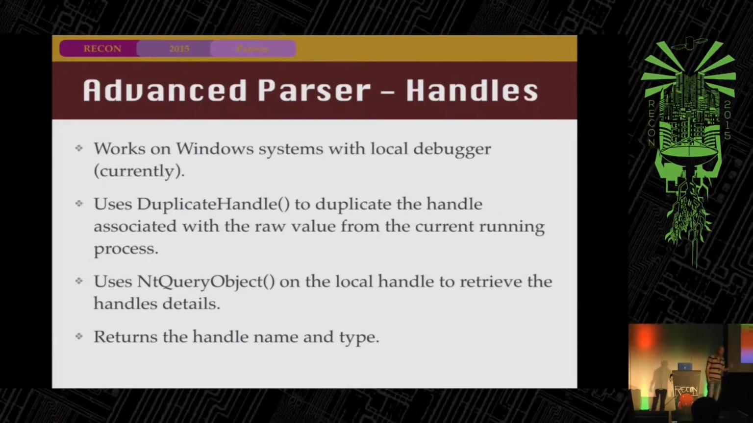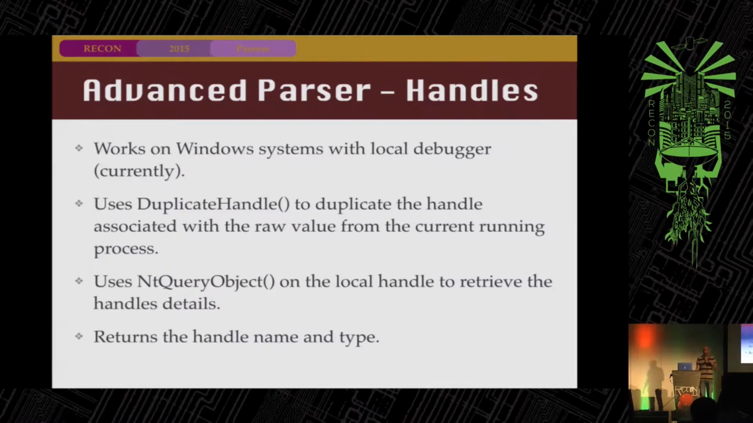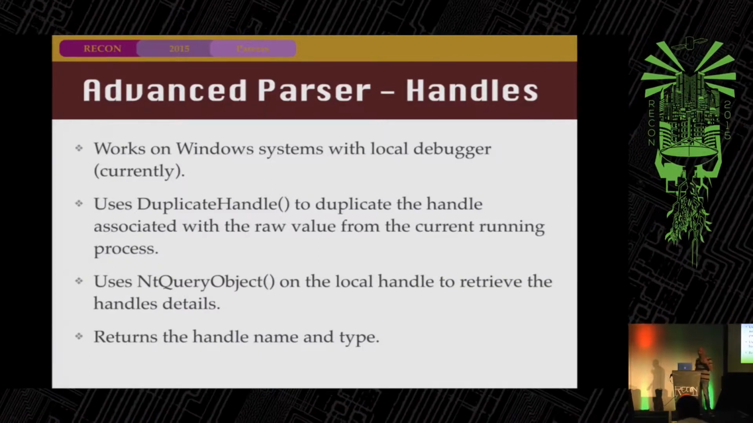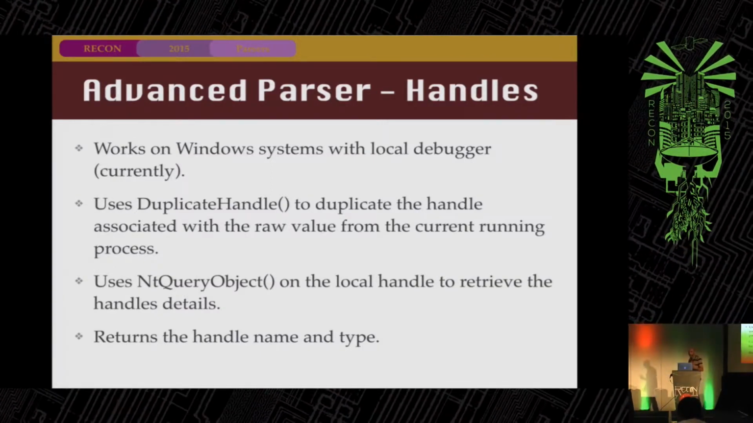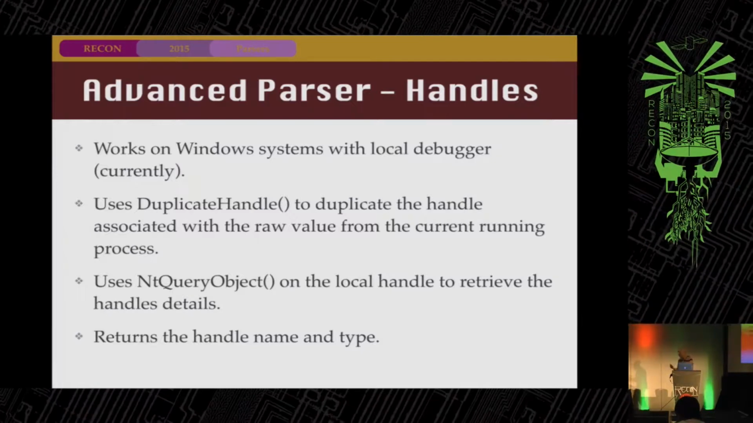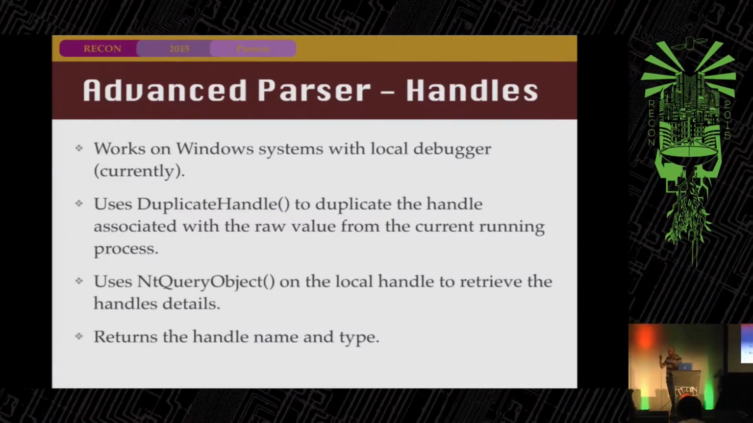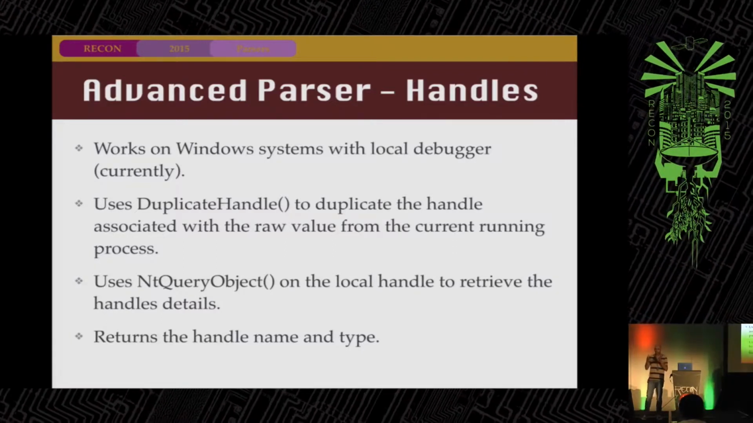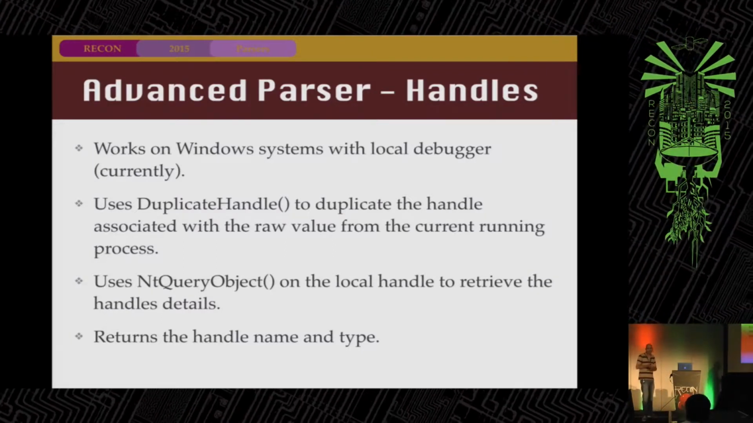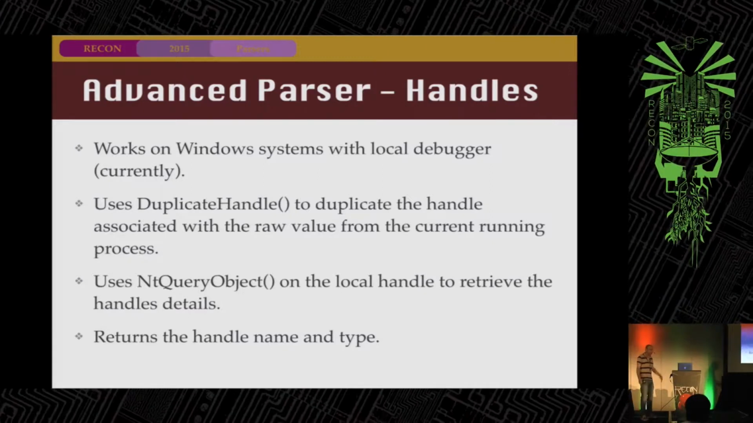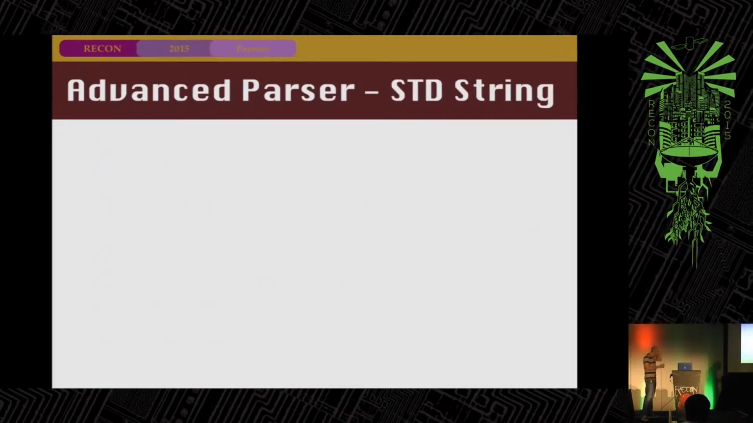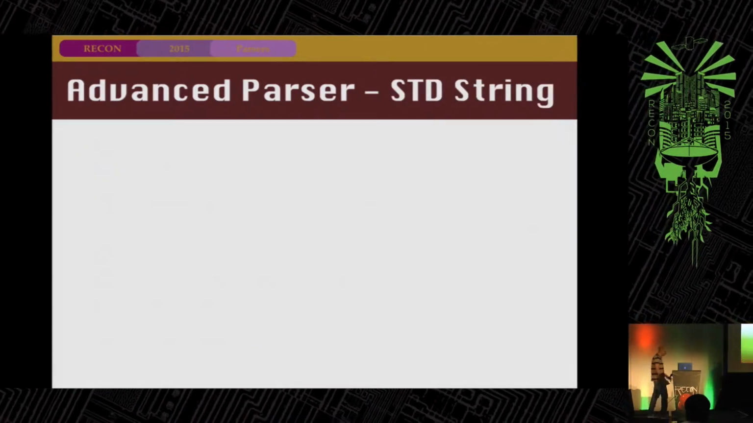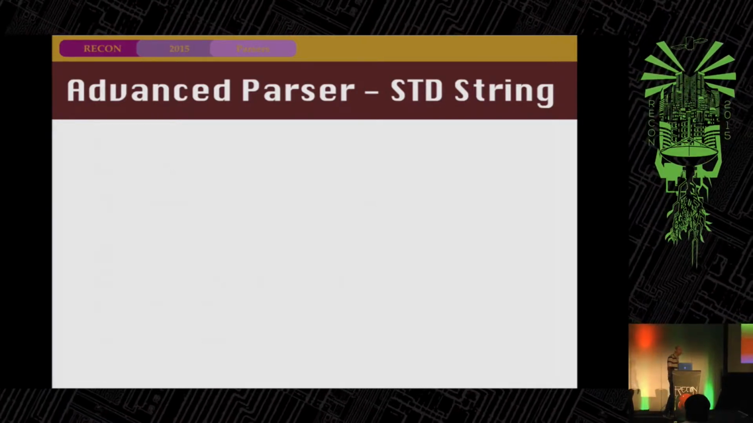What it does is take the raw value and use DuplicateHandle to try to duplicate it, and if it succeeds, it uses NtQueryObject to get the handle type and name. So think about it, it's really cool. I can actually see all the runtime handles. When a function is passed a handle, I can see that handle, what its type is, and what its name is. That's really super useful.